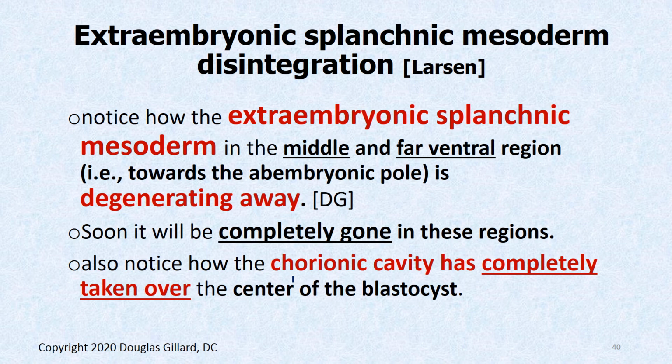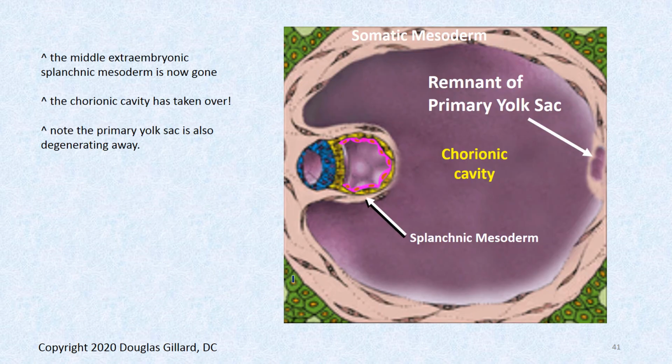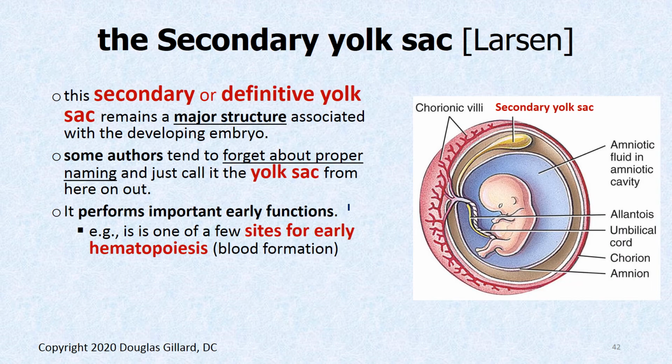Let's see. Extraembryonic splanchnic mesoderm disintegrates. Yep, we said that already. And here's what we have now. It's completely degenerated away. Chorionic cavity is taken over. And that splanchnic mesoderm, most of it is gone, but there's still some surrounding the Heusner's membrane here and the yolk sac cells, we'll call them in pink. And that's the story. Secondary yolk sac, definitive yolk sac will remain a major structure.